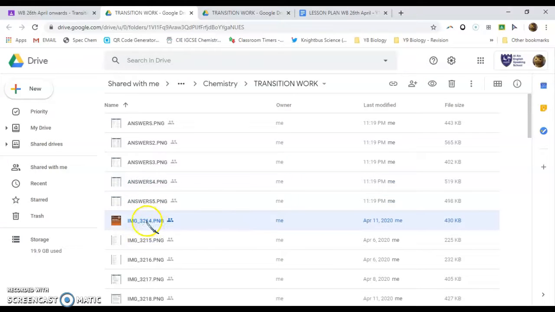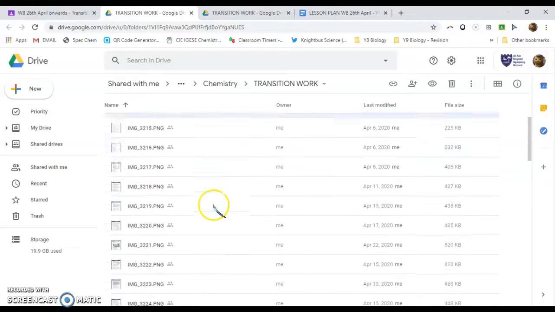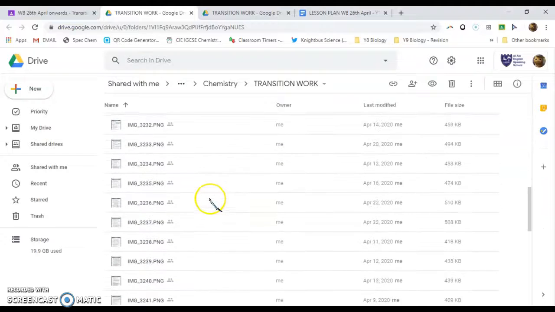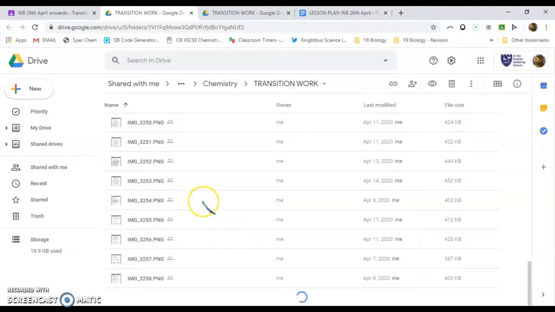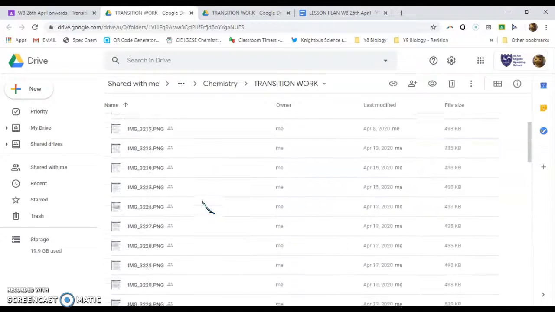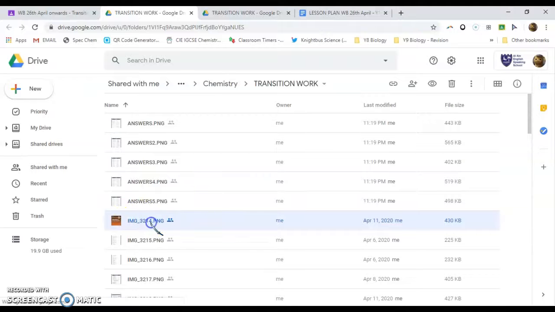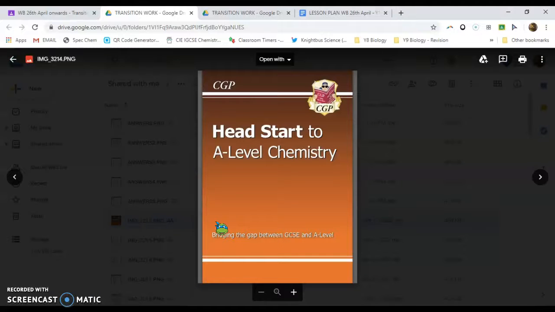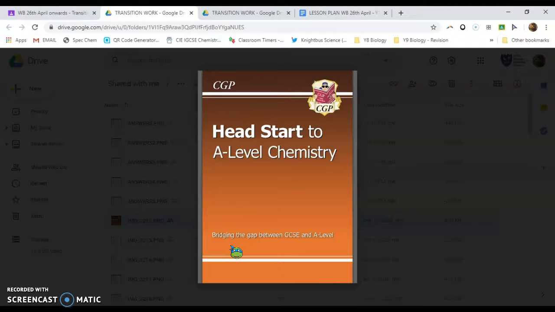The first page of the book begins with this number 3214, and you can see that the rest of the book follows on. So everything that you need for your transition stuff is there. Okay, the first page is this, that's the cover. So we're using Head Start to A-level chemistry as part of this, and it is literally bridging the gap between GCSE and A-level.